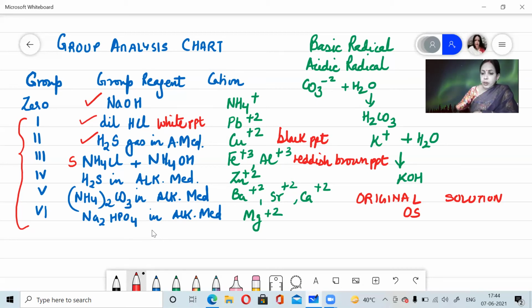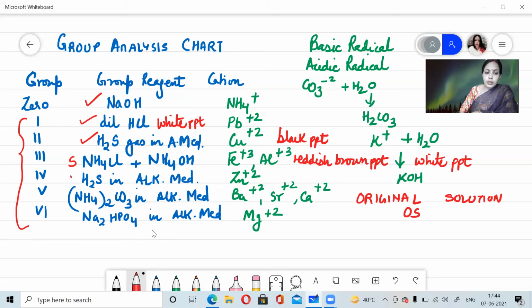If I get a white precipitate in this process, then it again confirms the presence of the third group. But because it is a white precipitate, we will be confirming the presence of aluminium ion, because aluminium salts are white in color. If we are not getting any precipitate, neither reddish brown nor white, then we move to the fourth group.